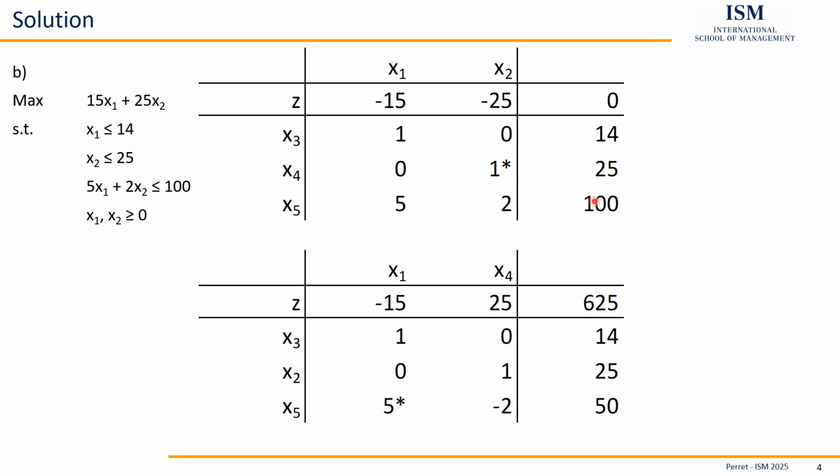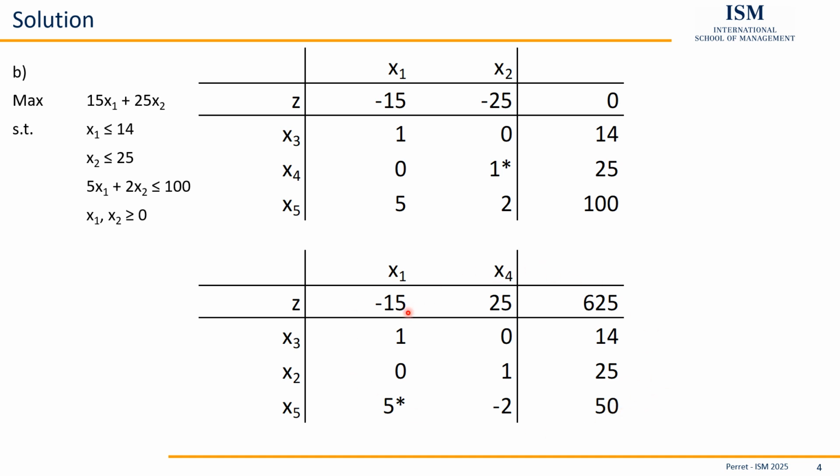For the 100, we do the same thing. There we have this rectangle. So we go 100 minus 2 times 25 divided by 1. So 100 minus 50 gives 50.